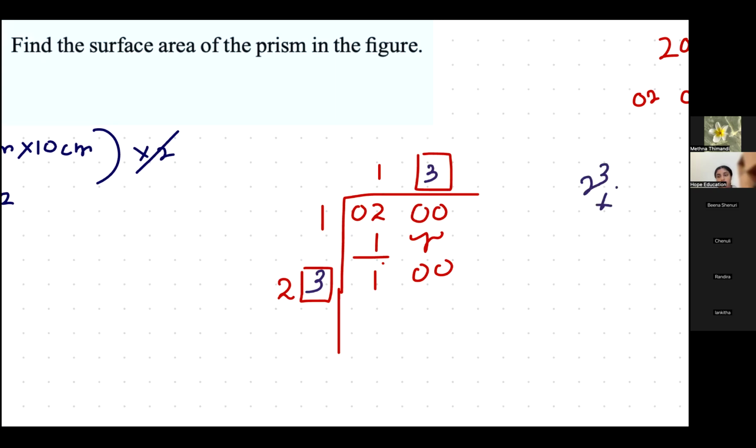3 times 3 is 9. 3 times 2 is 6. අපි බලමු තව එකක් වැඩි කරලා 4 times 4 එනවද කියලා. 4 times 4 is 16. 1 remaining. 4 times 2 is 8 plus 1 is 9. දැන් එයා තමයි ළඟින්ම යන කෙනා.